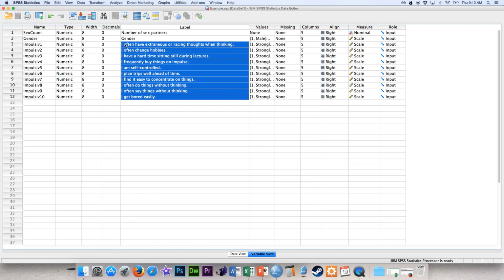In other words, men who are impulsive, I expect to have way more sex partners than men who aren't impulsive, whereas I don't think impulsivity is going to have as big of an effect on females in terms of how many sex partners they have.